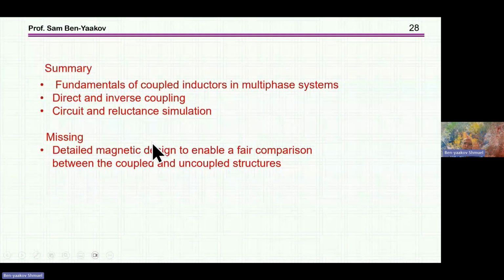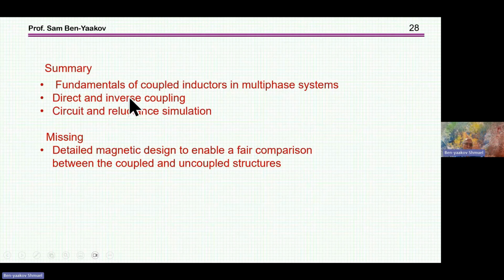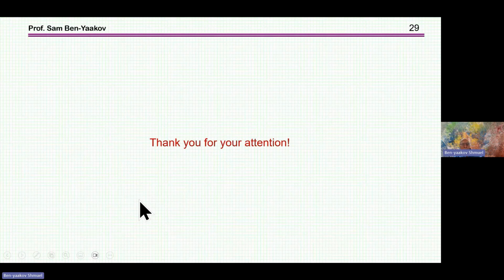So what did we see here? I very quickly went over the fundamentals of coupled inductors. They talked about direct and inverse coupling. And what is very important, in my opinion, is the combination of circuit and reluctance simulation that gives you a lot of information. Now, I didn't go into very fine details of the design. And so there is something to do next time. So this brings me to the end here.